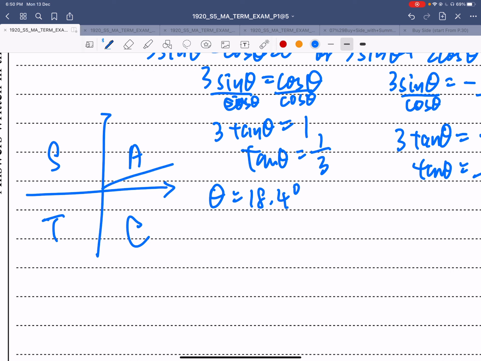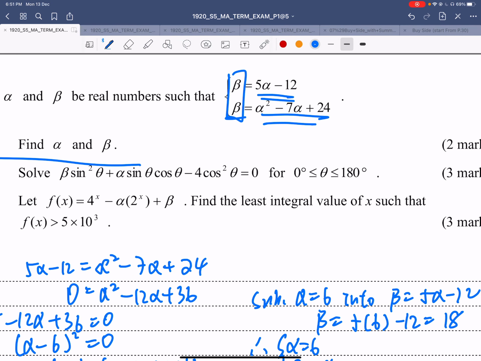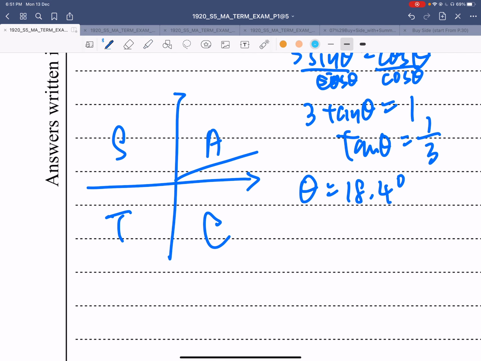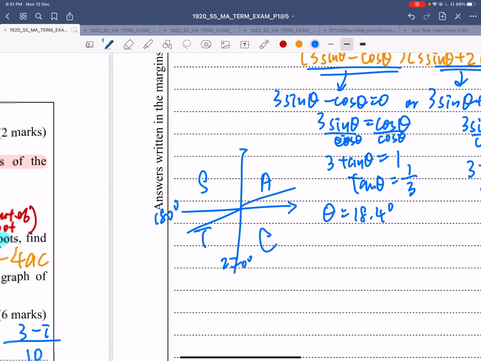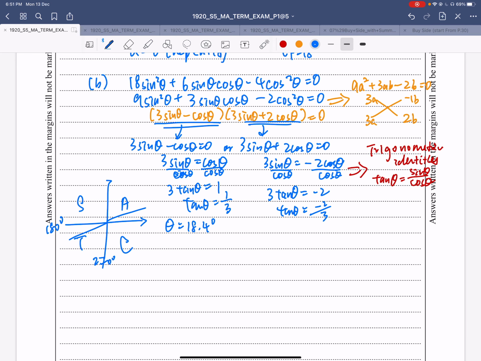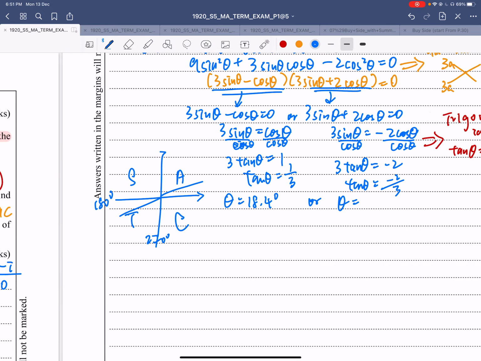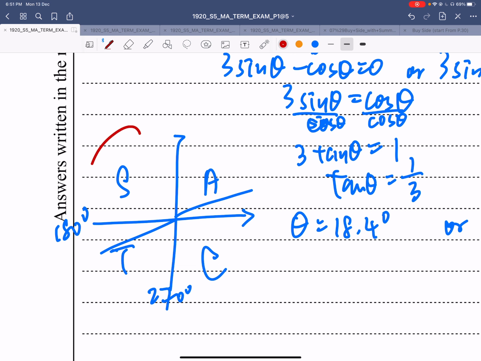But tangent is also positive in another quadrant. It is beyond the range, because look at the question: the required range is only 0 degrees to 180 degrees. That lies in the part of 180 degrees to 270 degrees already, so it is rejected. And the second one will be tangent theta equals negative 2/3. What is the negative range here and here?